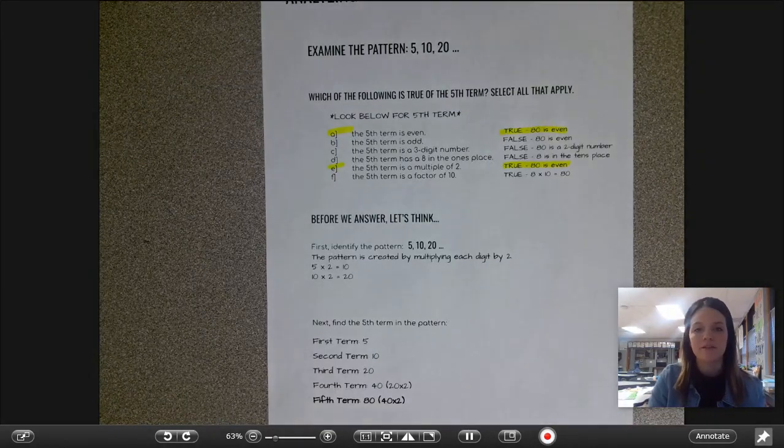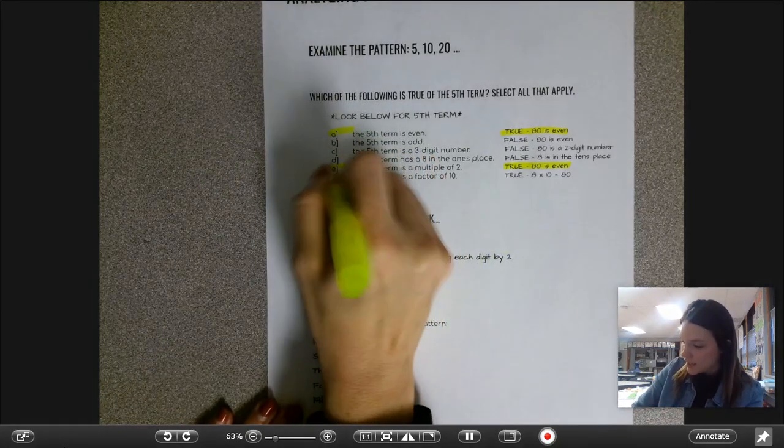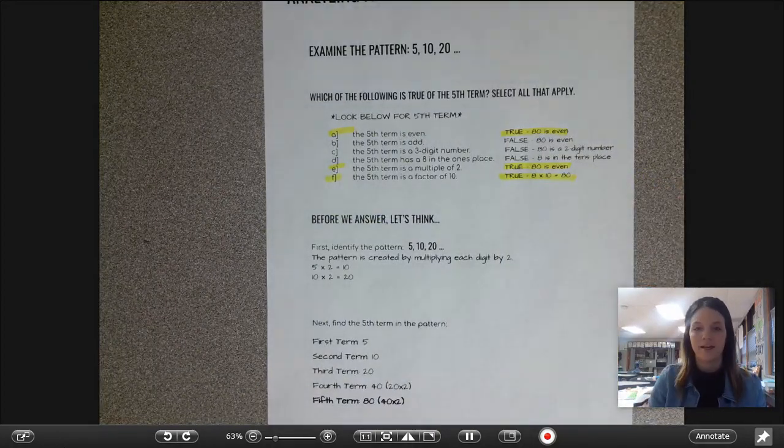The fifth term is a factor of 10. Again, we're going to have to go back to our thinking from a few days ago that you did and think about what factors are. Factors to me are almost like little rainbows or skeletons that make up a number. So if I think about 80, I know that 8 times 10 equals 80. So yeah, 10 is a factor of 80 because I can use it to multiply to get to 80.